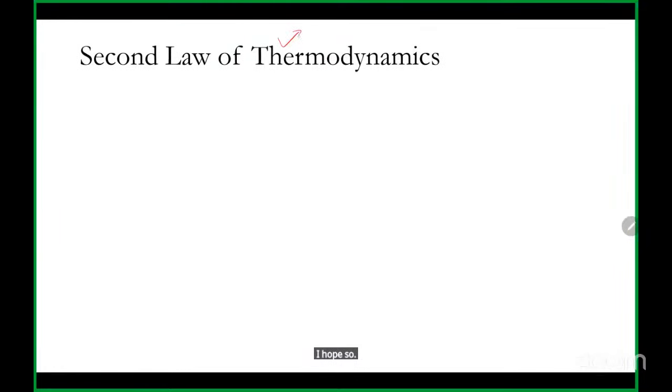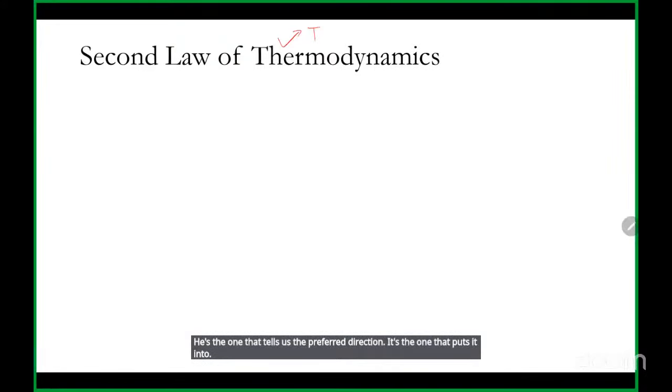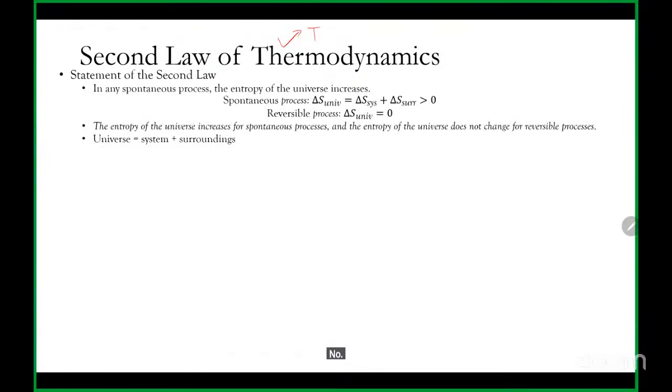The second law of thermodynamics is the one that tells us the preferred direction. It puts the preferred direction into law. According to the second law, in a spontaneous process, the entropy of the universe increases. So we are using the universe again. And remember, the universe is system plus surroundings.